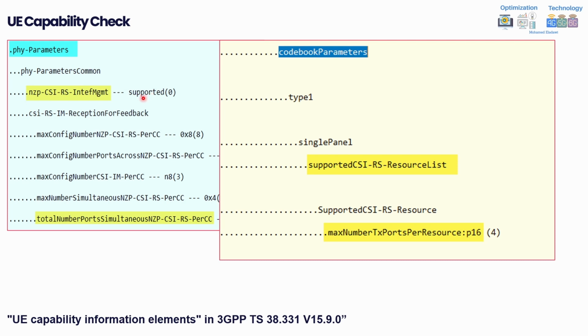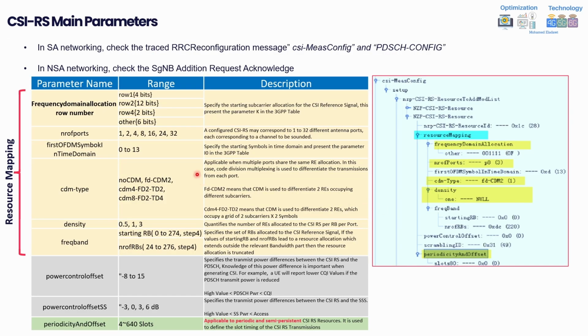This means that some users might not support it. So this is also important information you should know, for example during testing, that not all the devices support the maximum of 32 ports or whatever. This also means that the gNB will consider the UE capability when allocating the ports, based on the UE capability reported by the users, especially for the ports part.